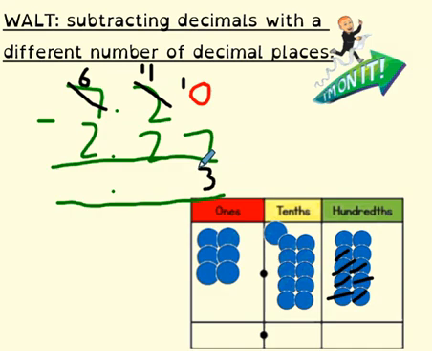I have 9/10 remaining. Oh, I should really have been writing these in down here. I do apologise. And finally, 6 ones subtract 2 ones will leave me with 4 ones. 4.93 is my answer.